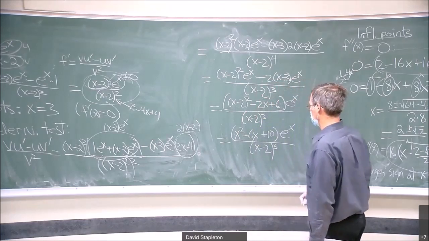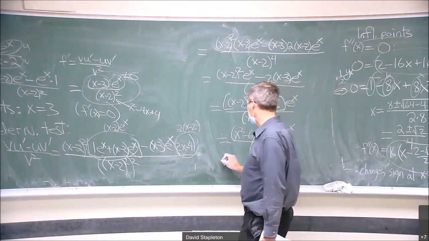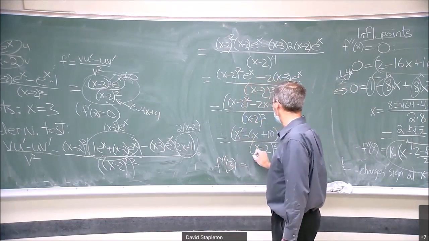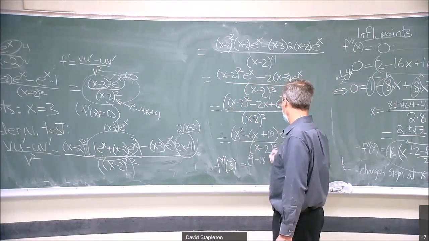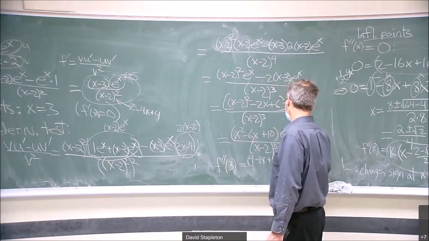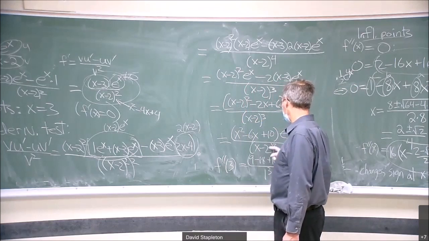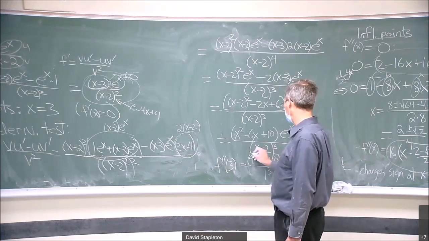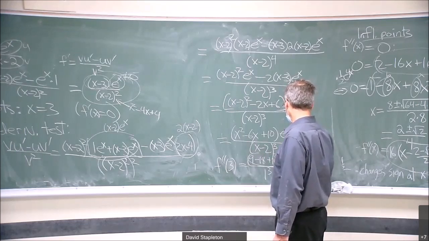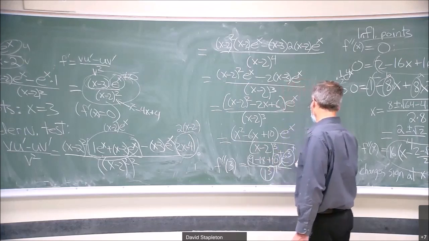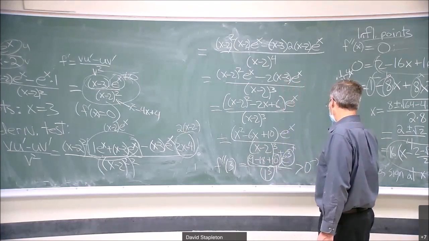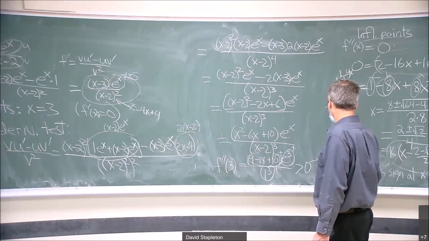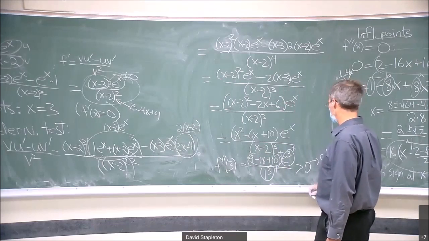Now what are we going to do for the second derivative test? We plug in the one critical point 3. f double prime of 3 is therefore 9 minus 18 plus 10, all times e to the 3 over 1 cubed. 3 minus 2, 1 cubed. So let's see, minus 9 plus 10 is 1. That's positive. e to the 3 is positive. That's positive. The second derivative is greater than 0. It implies you have a relative minimum at x equals 3. The one critical point.